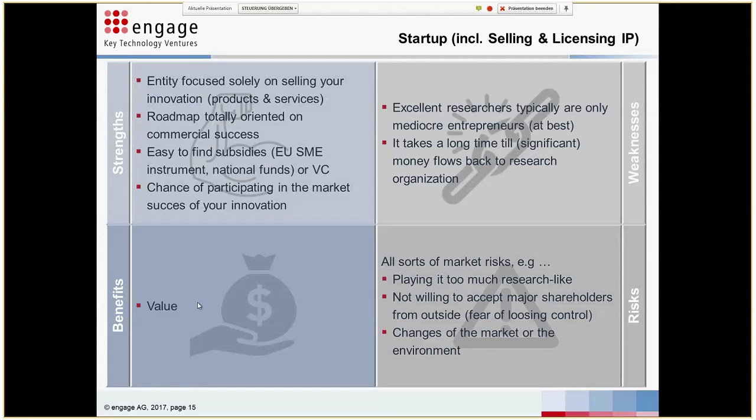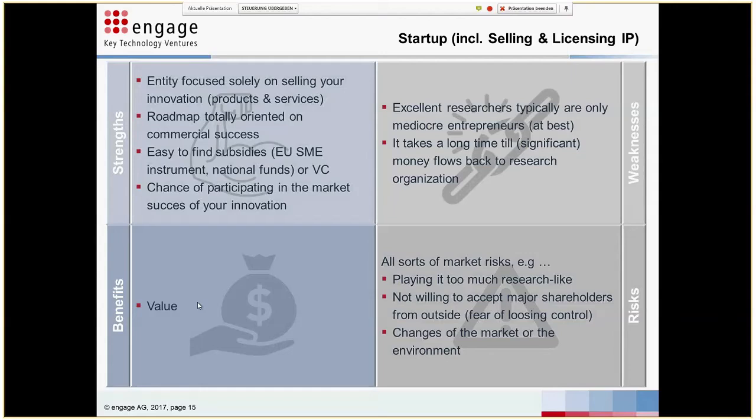Maybe you can speed this process up a little when you sell or license IP to your startup. This is what universities typically do, also for legal reasons. So maybe you'll get some money back already after 6 or 7 years, but not much earlier. So you should keep this in mind. You could get big money, but only late.